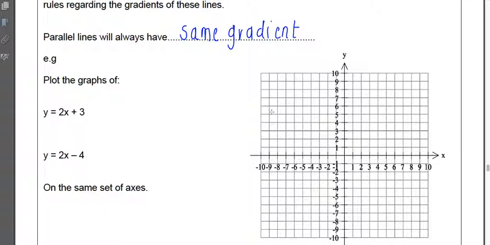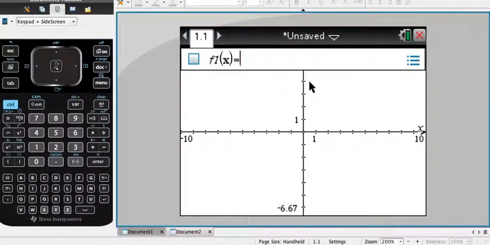Okay, so what we'll do is we'll have a look at an example. I've got two equations written here, and you'll see that the m value in here, the coefficient of the x term, is both 2. So these two have the same gradient. So let's have a look at what this looks like when we graph it. So 2x plus 3 and 2x minus 4.